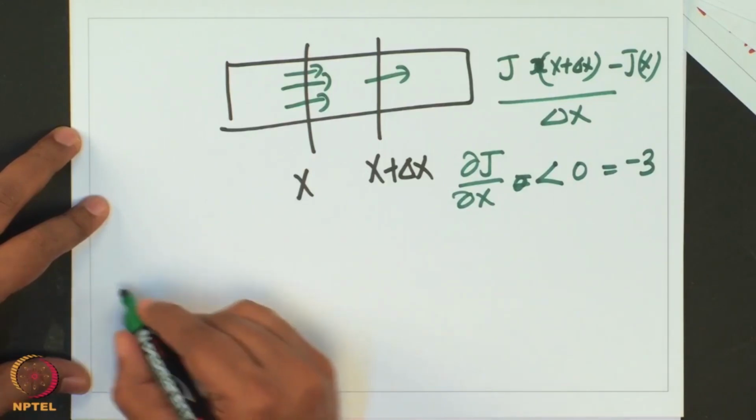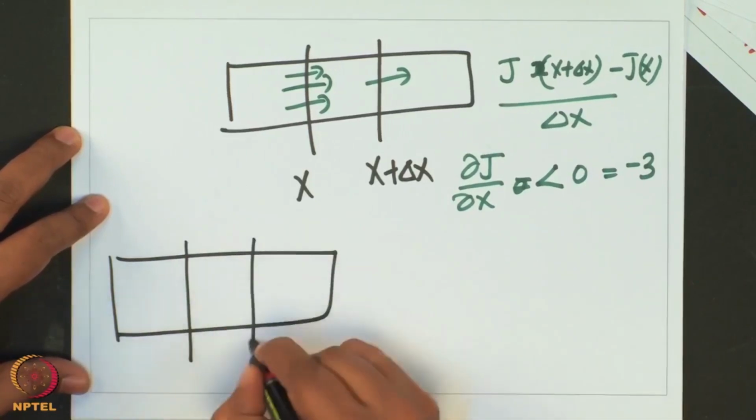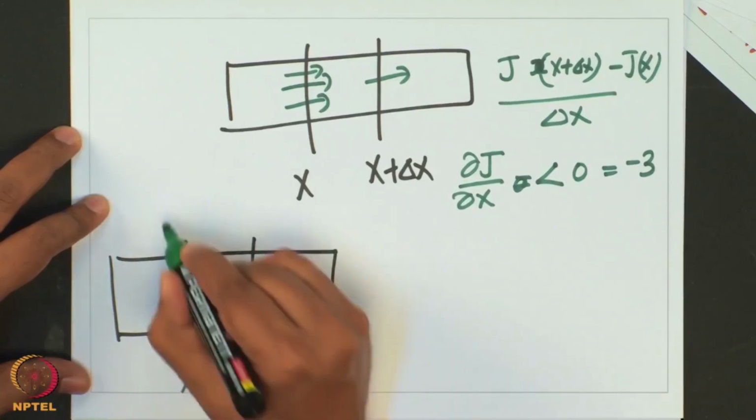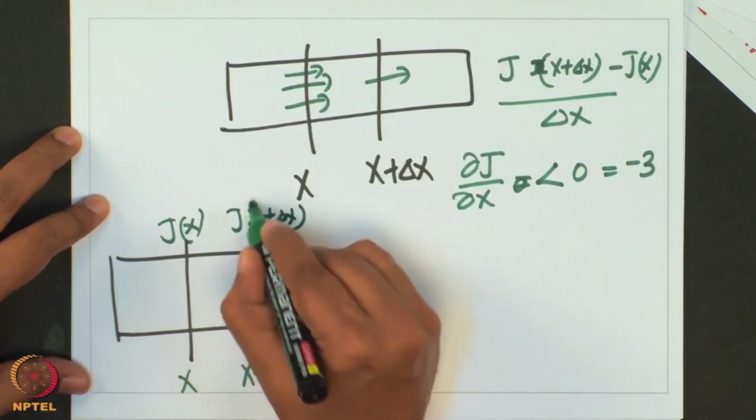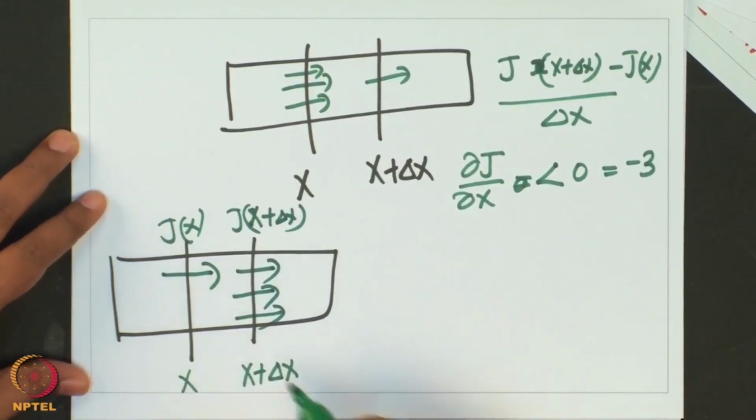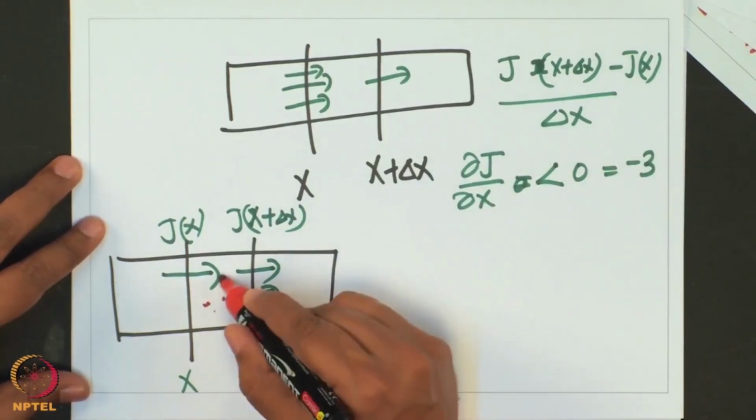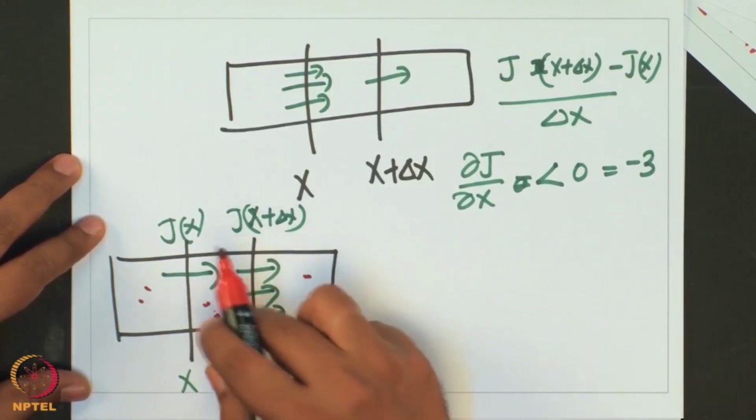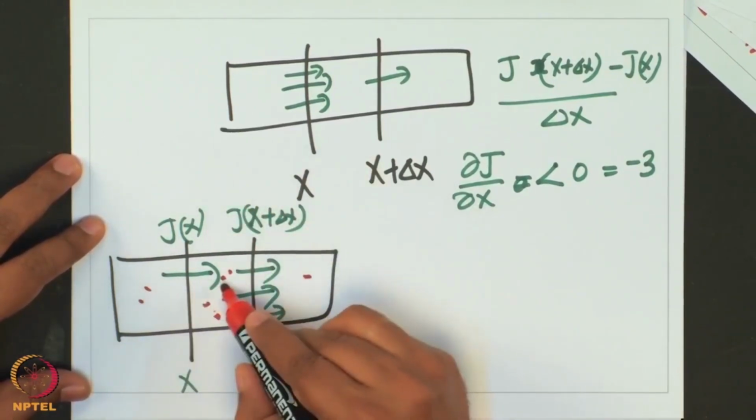If you look at the other case, let us look at this case where you have these two locations, x and x plus delta x, and this is J at x and J at x plus delta x, and the flow in is less, flow out is more. If this happens, the concentration of protein here will deplete. The protein molecules here will go away, and the concentration here will decrease, because all of these are going out. A lot of molecules are going away and only few are coming in.